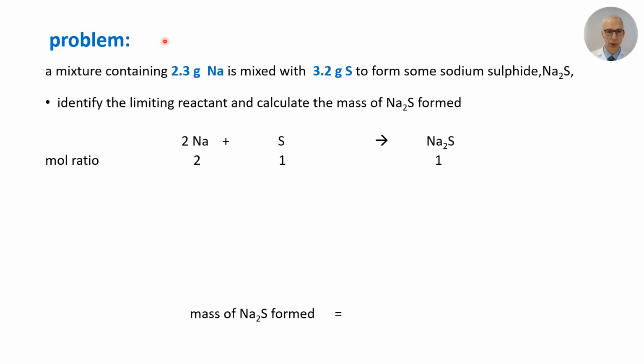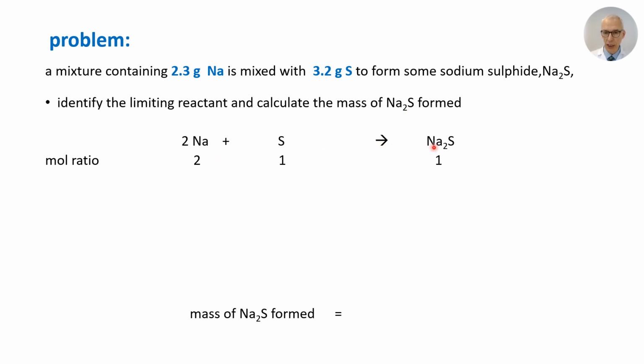So I'd like you to attempt this problem. A mixture containing 2.3 grams of sodium is mixed with 3.2 grams of sulfur to form sodium sulfide, Na2S. Identify the limiting reactant and calculate the mass of sodium sulfide formed.